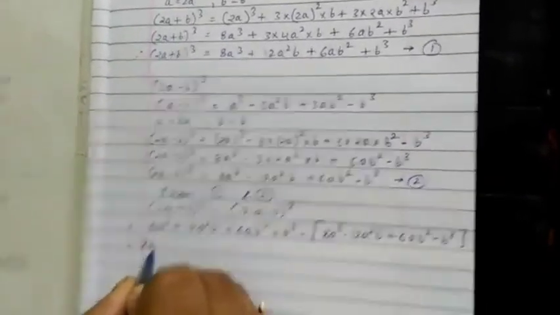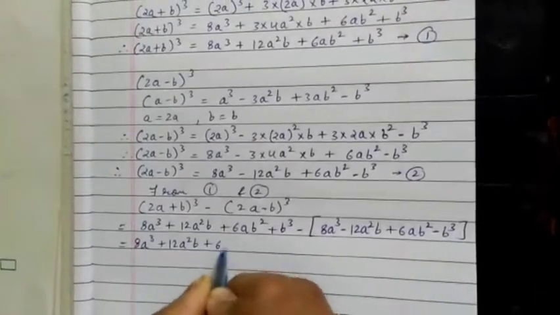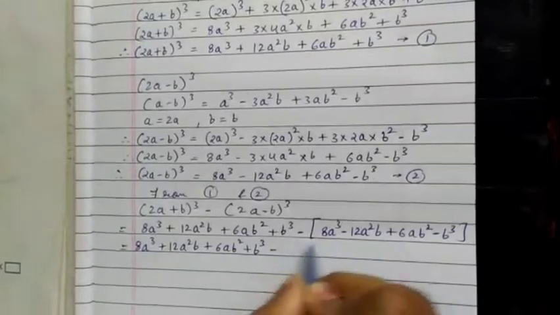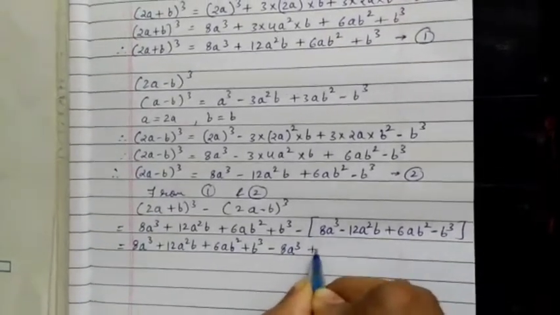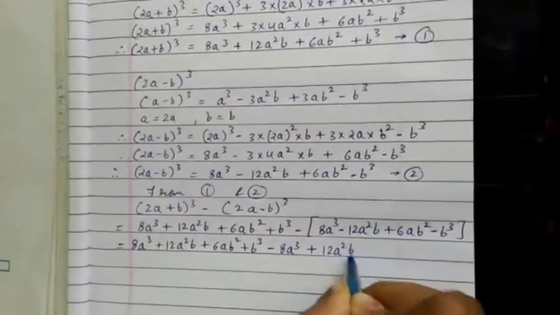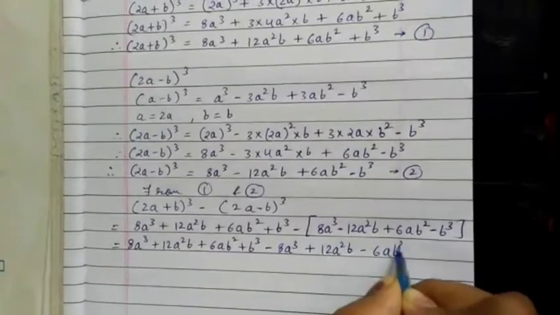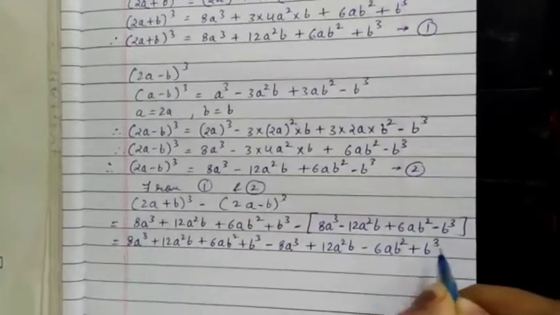So 8a cube plus 12a square b plus 6ab square plus b cube minus 8a cube. Minus into minus will become plus 12a square b. Again minus into plus will become minus 6ab square. Minus into minus will become plus b cube.